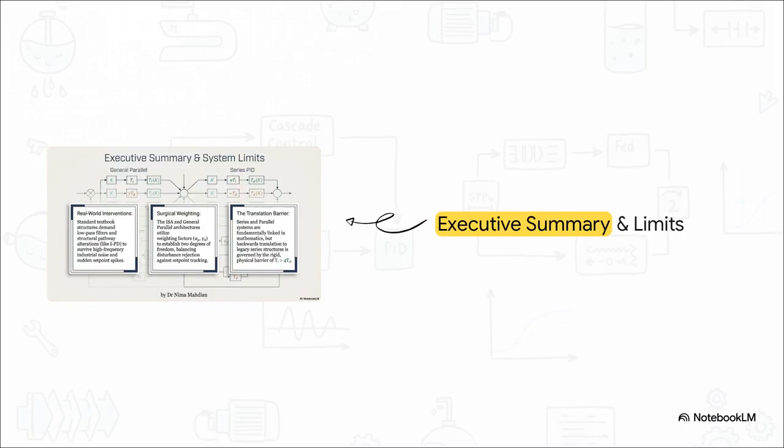To wrap things up, we conclude our executive summary with 3 defining system limits to take away from this explainer. First, real-world interventions. Standard textbook structures demand structural pathway alterations to survive high-frequency industrial noise. Second, surgical weighting. The ISA and general parallel architectures utilize weighting factors to establish 2 degrees of freedom, perfectly balancing disturbance rejection against setpoint tracking. And finally, the translation barrier. Backwards translation to legacy series structures is definitively governed by a rigid physical mathematical barrier.